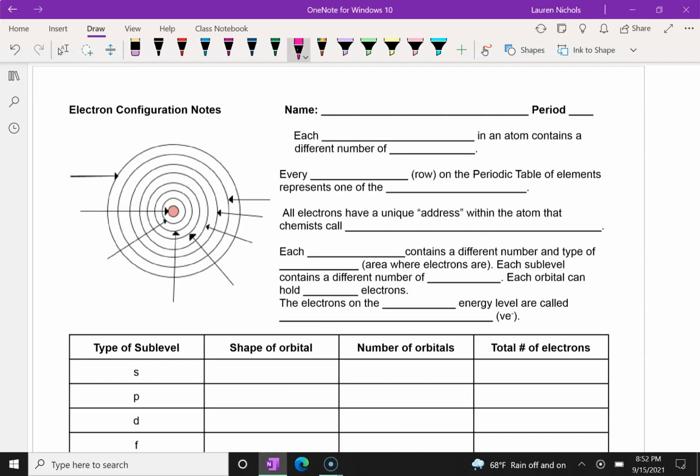Hi everyone. So this video of notes and instruction is going to go over electron configuration. We're still in unit 2 and this is lesson number 4. That's where your lesson page is on eClass.